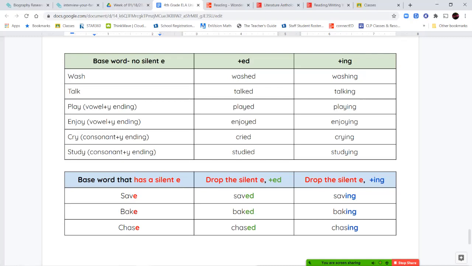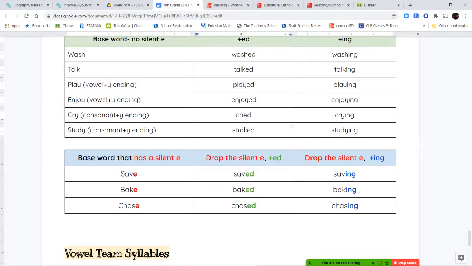Cry has a consonant Y. So to make it past tense, cried, we change the Y to an I before adding the ed. But crying has no change. We just add the ing. Study follows the same rule. The Y at the end of study, since it's a consonant Y, becomes an I, then ed. Or studying, the base word stays the same and you just add the ing.